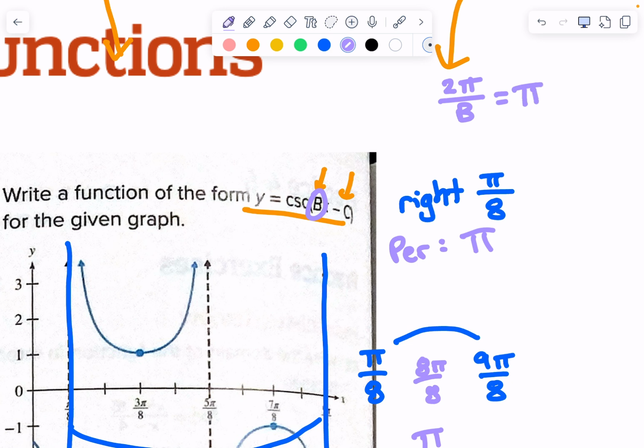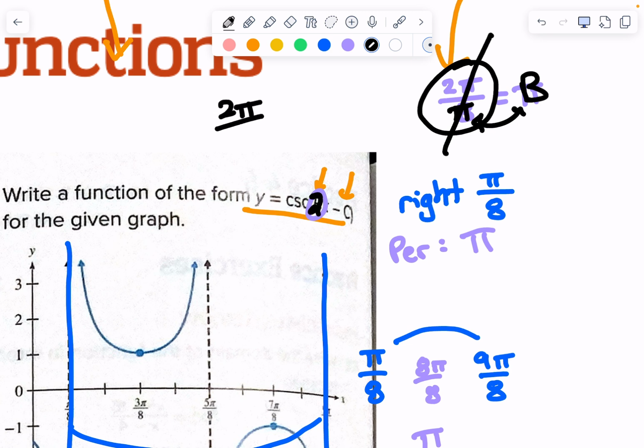So how do I solve for B in that case? I can switch these two around. I put pi here and B goes here. So B is 2 pi divided by pi. So B is 2. Do you see how that works? If you think about that in your head, 2 pi divided by B should give me the period. If B is 2, then that's a period of pi. So that works out. My B value should be 2.